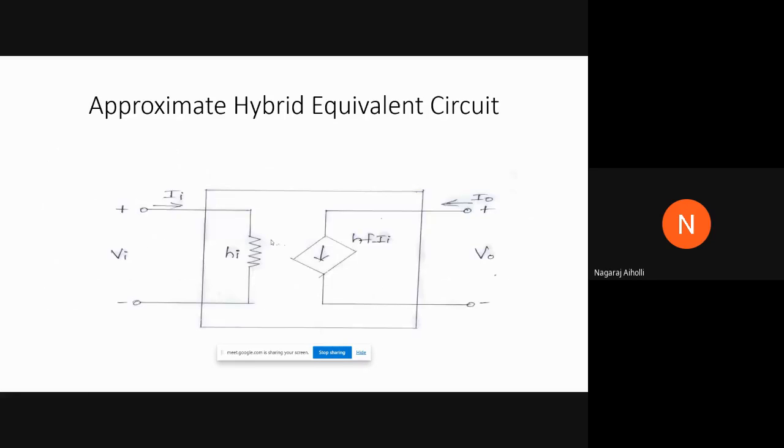Like this, where we have the input voltage VI, input current II, then HI is the input resistance, then the controlled current source is HF II, output current is IO and output voltage is VO. This we have got from the approximation: the controlled voltage source is 0 and the output resistance is open circuit. So based on this assumption, the hybrid equivalent circuit gets converted into the approximate hybrid equivalent circuit. This is our approximate hybrid equivalent circuit, right?